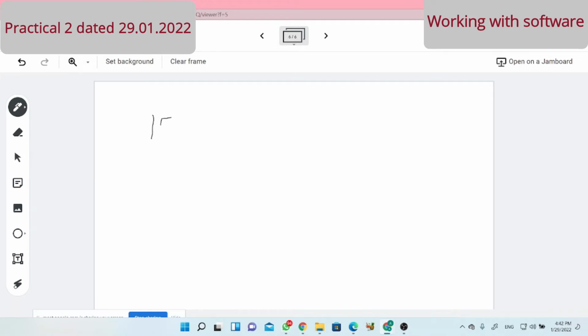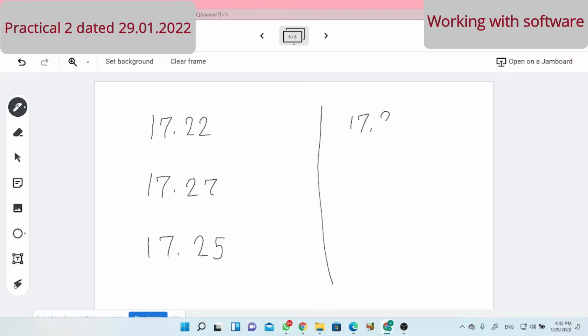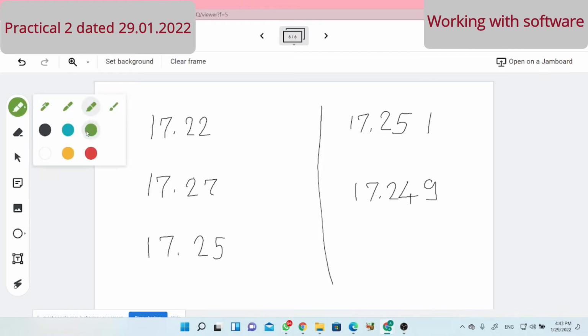Suppose I consider 17.22 as one number, let me write the numbers. Second number 17.27. Third number 17.25. Fourth number 17.251. Fifth number 17.249. Are you understanding? Could you read what I am writing there?